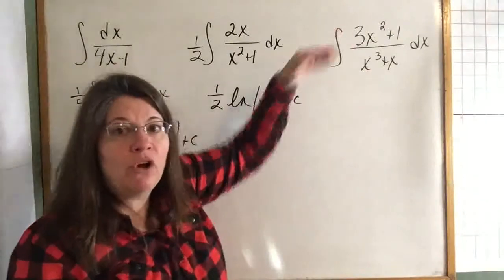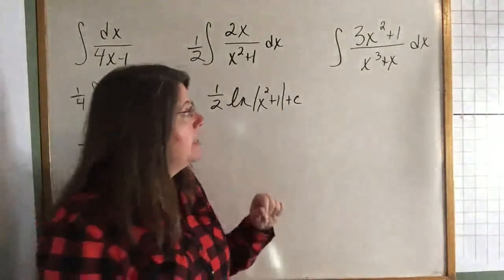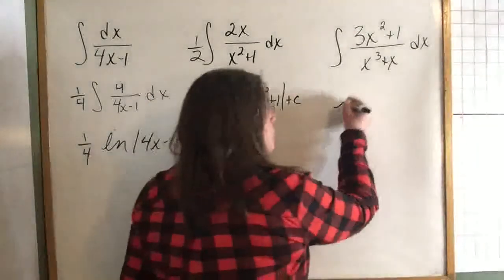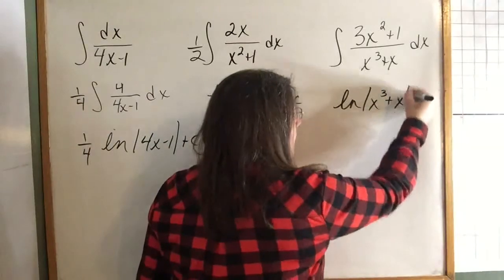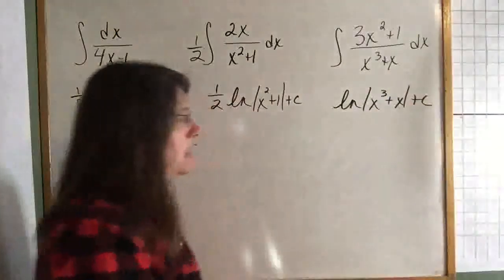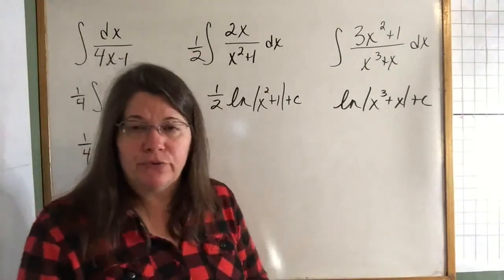So it's a natural log situation. I don't have to put anything in front because I have everything there that I need. So this is just the natural log of the absolute value of the bottom, x cubed plus x plus c. And we're done. So you're looking for derivative over original for these problems.